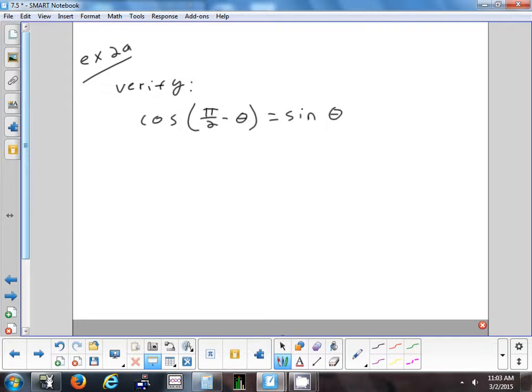Try this one. This one says to verify that the cosine of pi over 2 minus theta is the same as sine theta. If you were looking at it in terms of a transformation, you might write it like this. And kind of doing it that way, we're trying to prove that a horizontal shift to the left, followed by a reflection over the y-axis of the cosine function, somehow gives us the sine function. So that's what we're trying to prove.